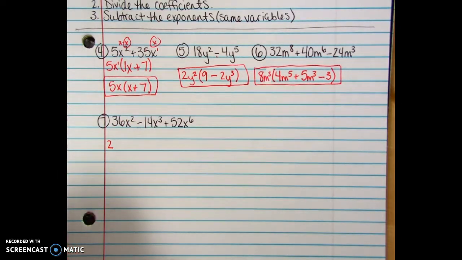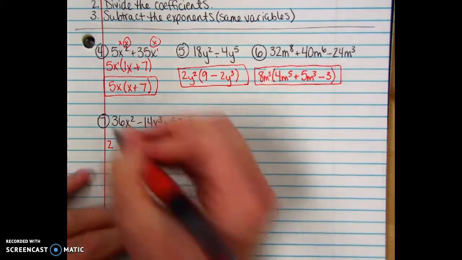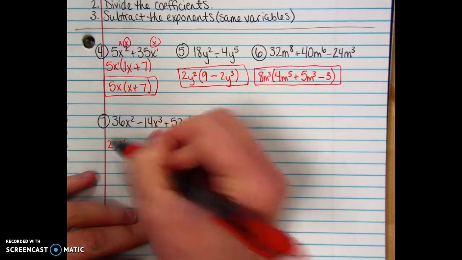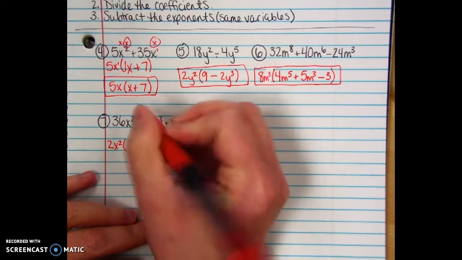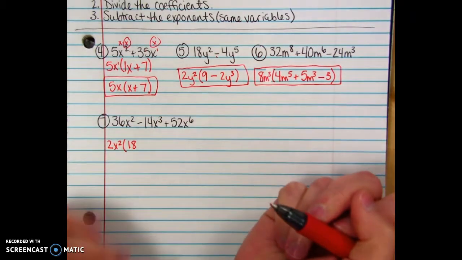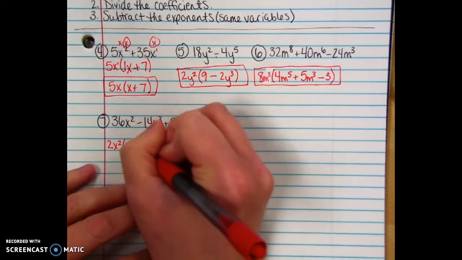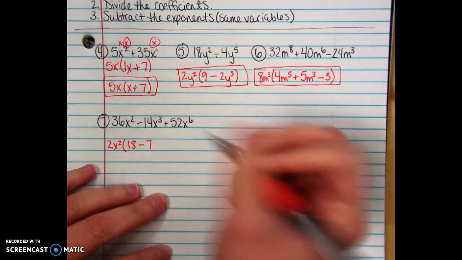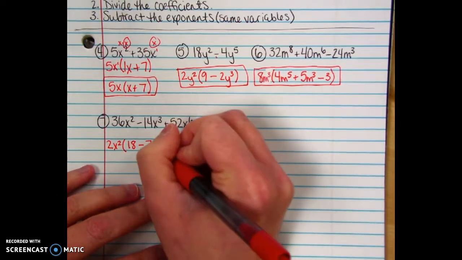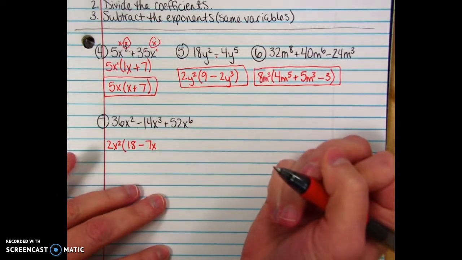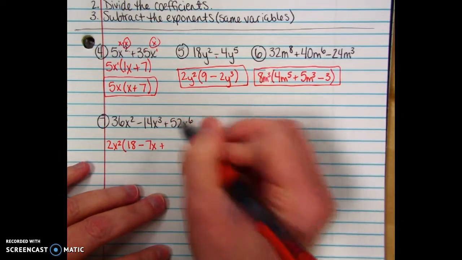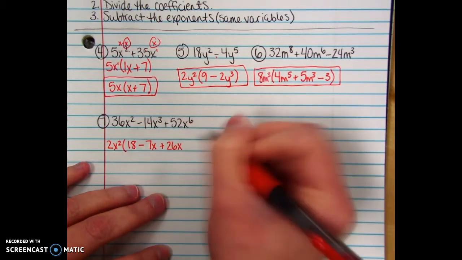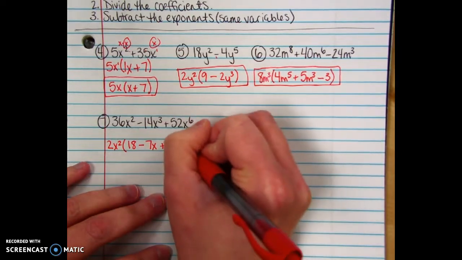And they all have x's, so I'm going to take the smallest x, which is x squared. 36 divided by 2 is 18, and it's the same x's, so I can't bring any of those down. Minus 14 divided by 2 is 7. 3 minus 2 is 1, so I have an x. Plus 52 divided by 2 is 26. x to the 6 minus 2 is 4.